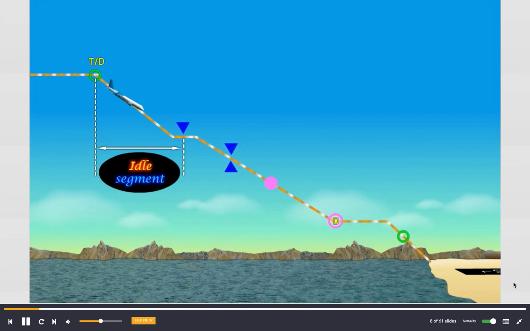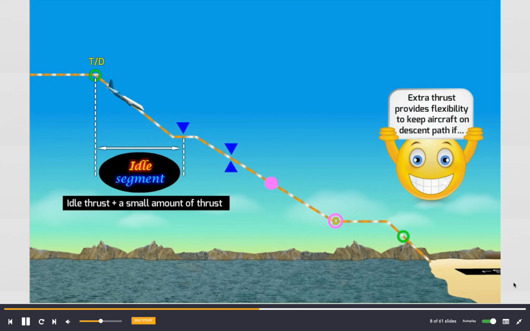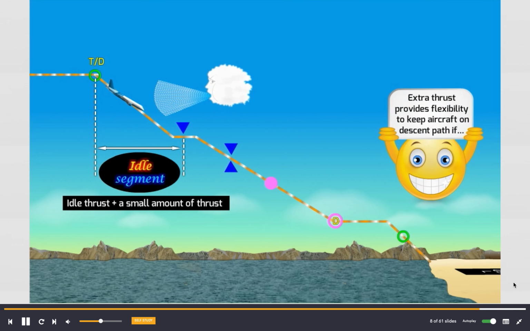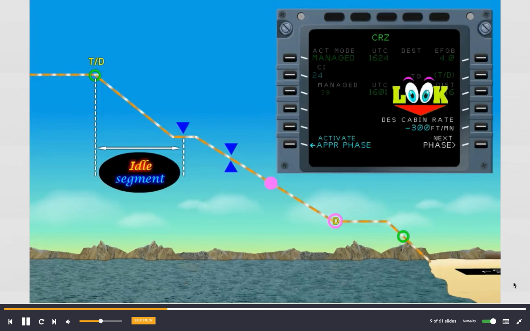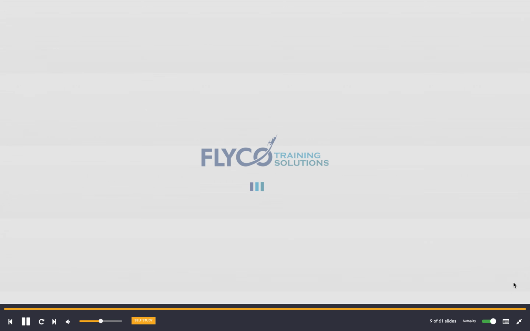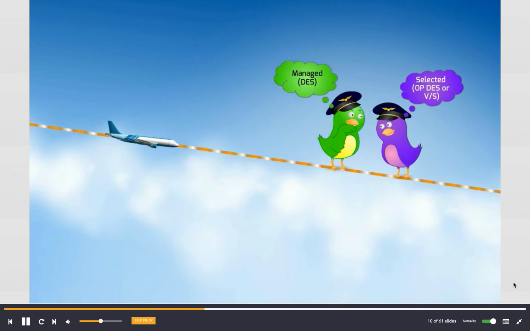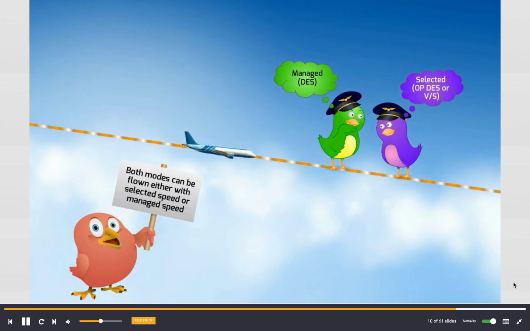The idle segment is computed to maintain the managed speed with idle thrust plus a small amount of thrust. This extra thrust provides some flexibility to keep the aircraft on the descent path if engine anti-ice is used, or if winds vary. When a cabin rate has been selected during cruise, a repressurization segment is included. You can perform a descent by either the managed descent mode or the selected descent modes. Both modes can be flown either with selected speed or managed speed.